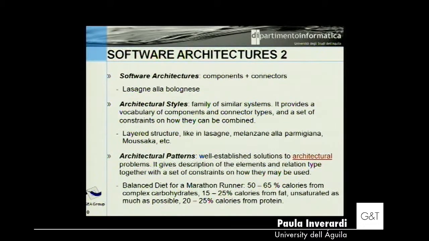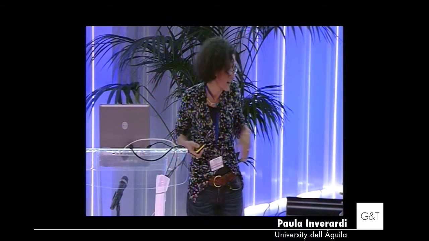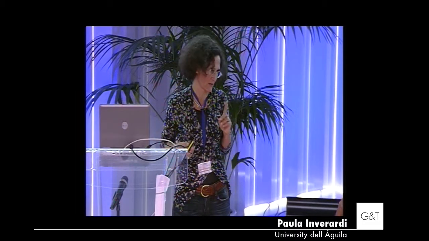And if we think in this setting of cuisine, we can talk about a layered structure. And you see that a layered structure emerges in many, many different dishes. The lasagna alla bolognese or melanzane alla parmigiana, moussaka. You have many different dishes that actually are built using this structure. And it's not by chance. It has a meaning, the fact that we are putting together things in this way.